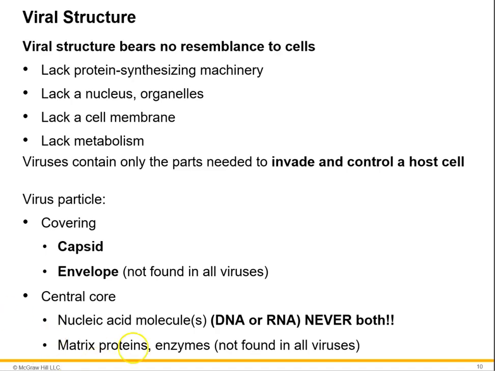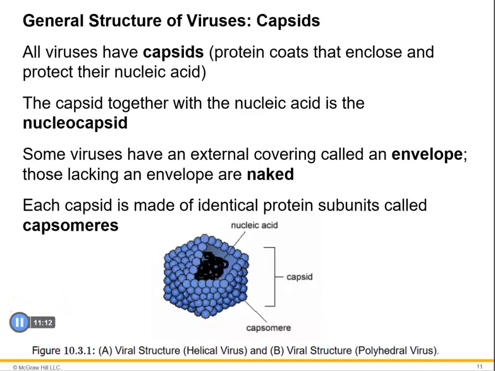Sometimes the central core will have enzymes and matrix proteins, but remember, this is not found in all viruses. All right, so I mentioned the capsid. This is a protein coat that goes over that nucleic acid, okay? So it goes over that DNA or that RNA. The capsid, along with the nucleic acid core together, we call that the nucleocapsid.